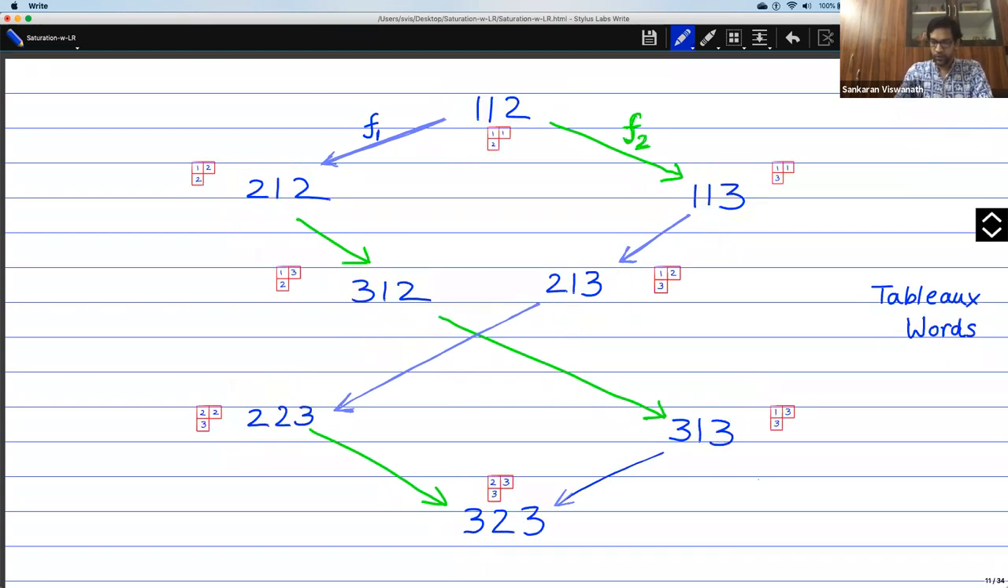I said something about words rather than tableau: the e_i's and f_i's can actually act on words. So here's the same picture that I drew before, but written out in terms of what are called the reverse reading words of tableau. These are usually called the reverse row words.